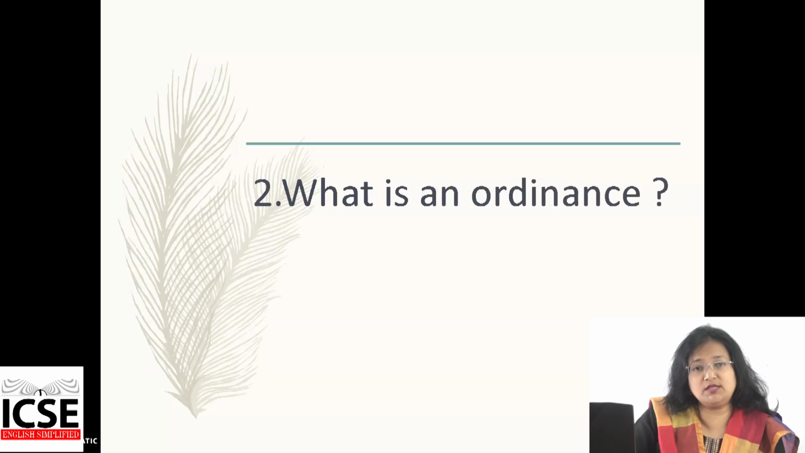Question 2, what is an ordinance? It's a temporary law made by the President when the Parliament is not in session. An additional question to this question could be, how does the ordinance show the nominal position of the President? So, even though the President can make this law when the Parliament is not in session, when the House meets, the ordinance has to be approved by both the houses, failing which it will lapse. So at times, ordinance is also called a temporary measure.